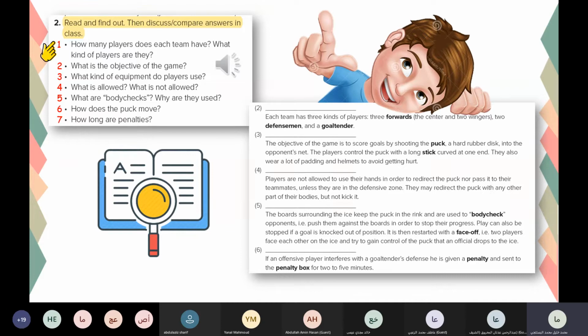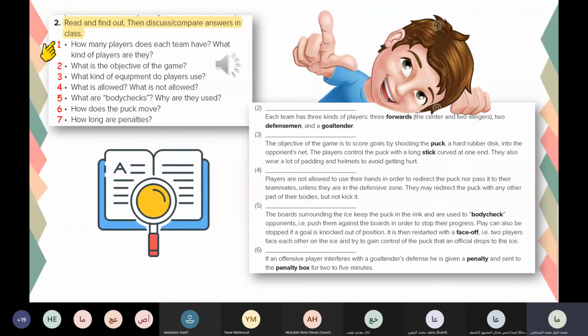5. The boards surrounding the ice keep the puck in the rink and are used to body check opponents, i.e., push them against the boards in order to stop their progress. Play can also be stopped if a goal is knocked out of position. It is then restarted with a face-off, i.e., two players face each other on the ice and try to gain control of the puck that an official drops to the ice.